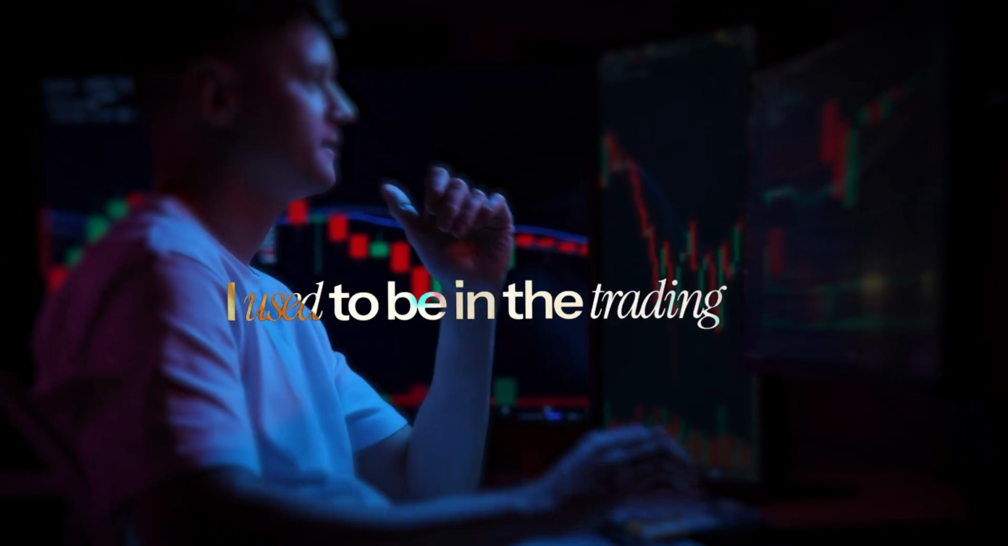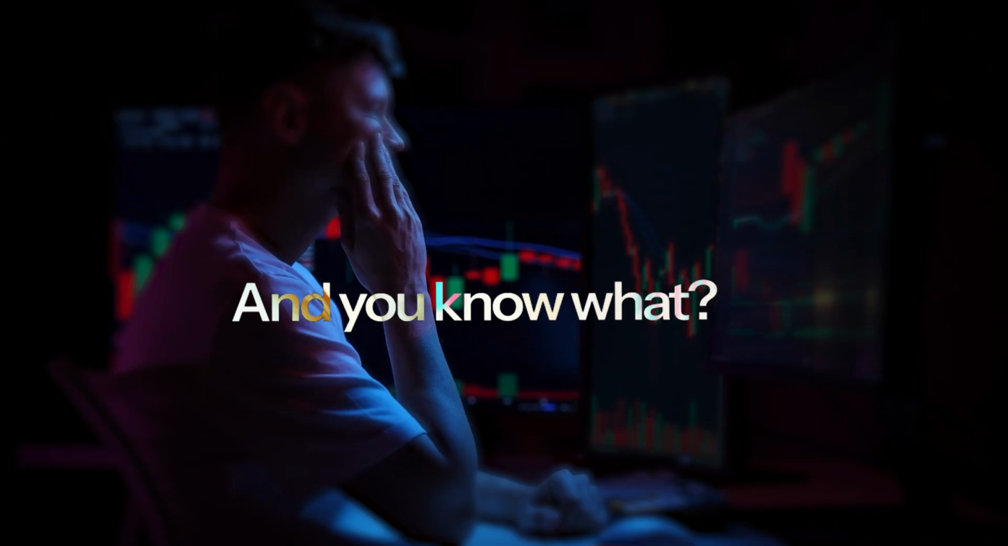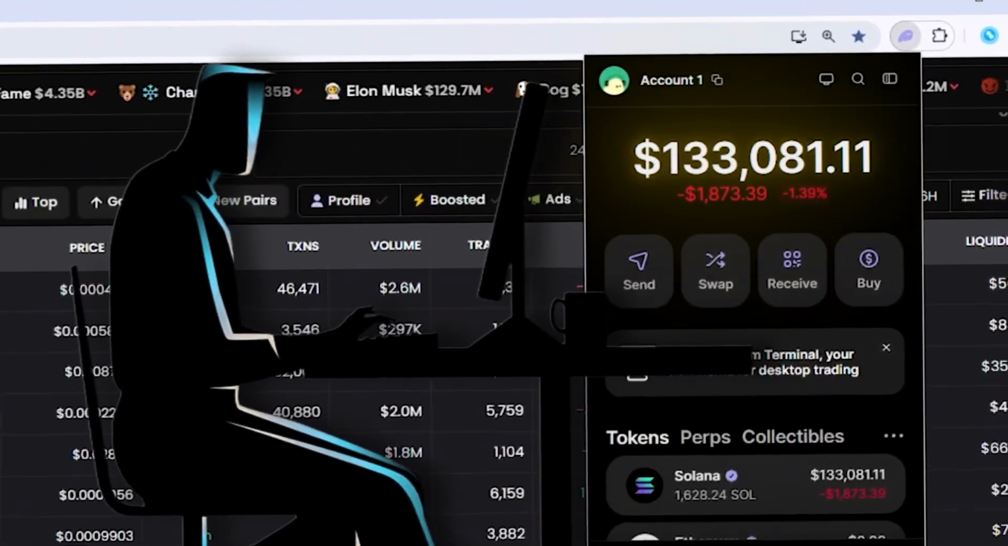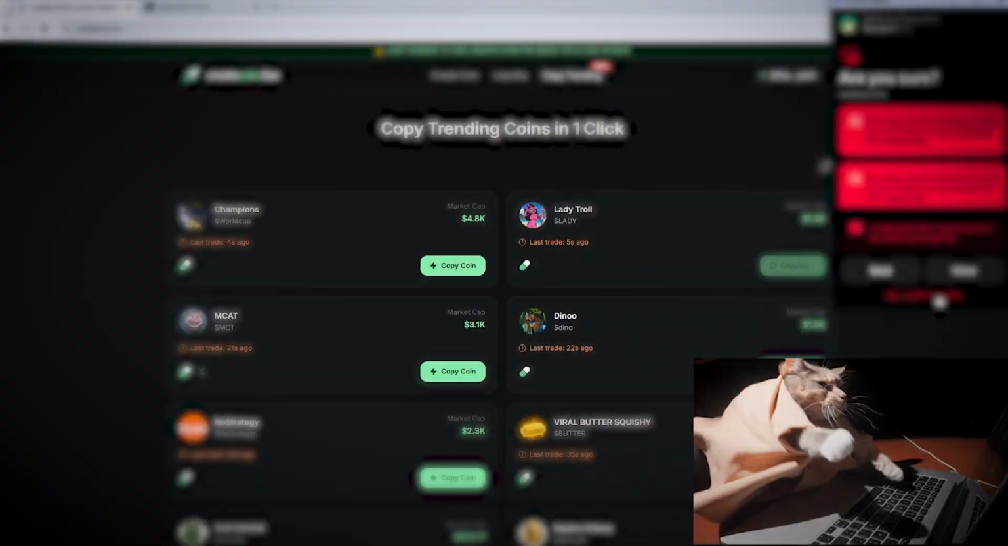I used to be in the trading game. I used to squeeze out the tiny profits when I wasn't getting rug pulled. And you know what? I got sick of it. I found this simple method that made me a coin dev. And with that dev process, I have made six figures, and you can see it here in my Phantom wallet.